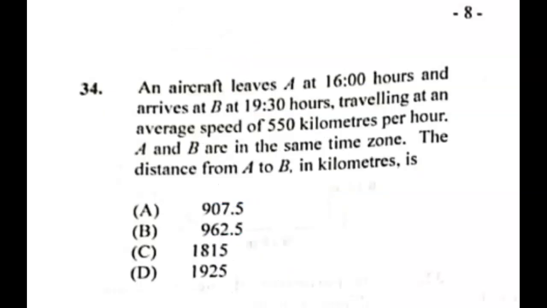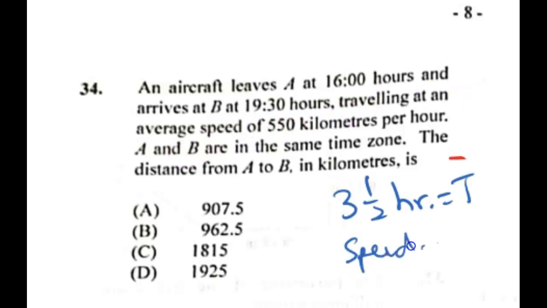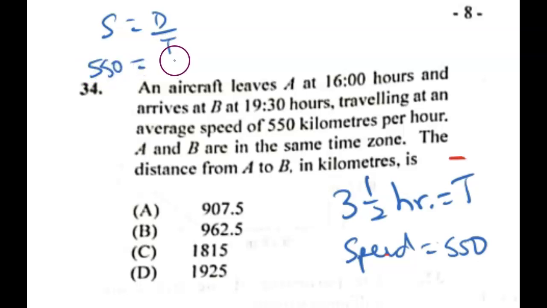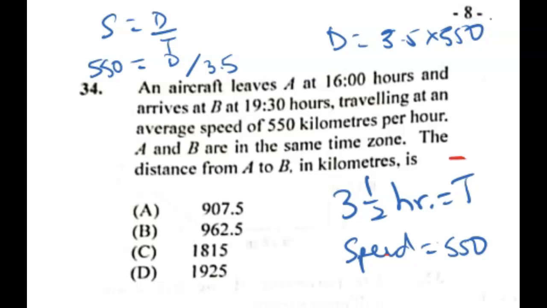Okay, number 34 as well deals with distance time graphs. So what they're saying is that an aircraft leaves A at 16 hours and arrives at B at 19 hours and 30 minutes. So that means it actually took 3.5 hours. So that's the time, right? And if its average speed is 550 kilometers per hour, then what is the distance? So we know speed is equal to distance over time. So we'll put 550 on this side is equal to, we don't know what distance is, over 3.5. So then distance will be 3.5 multiplied by 550. And that works out to be 1925. So that is how much in kilometers is the distance.